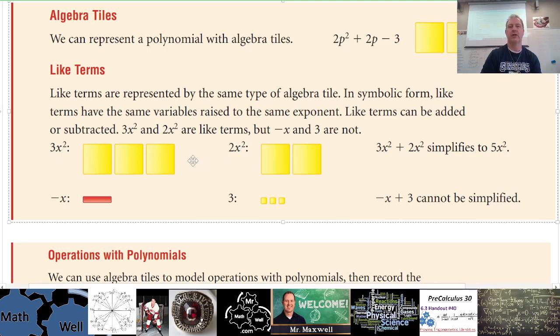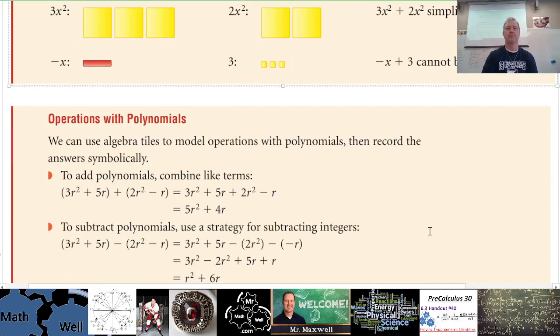So these 2 are like terms right here. So you can add up all of those, which gives you 3x squared plus 2x squared would be equal to 5x squared. If you have a negative x and a positive 3, you cannot combine those because they're not like terms. So you have to write that as negative x plus 3. Only if they're like terms can you combine them into one term. So these are two terms right here, and I've combined them into one term. These are two terms, but they're different, so I have to leave them as two separate terms.